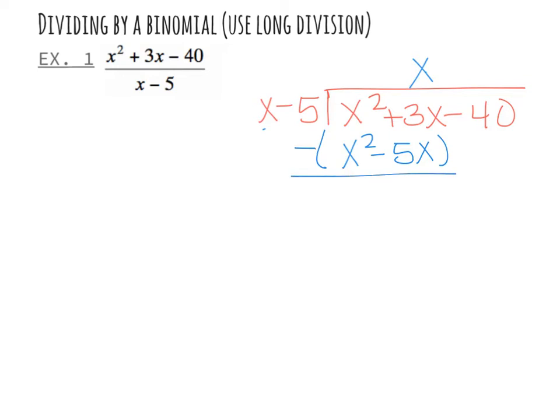Do not forget those parentheses. So x squared minus x squared cancels. 3x, negative and negative make a positive, so that gives me 8x. Bring down the minus 40.